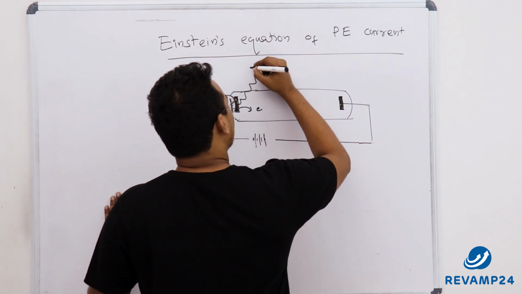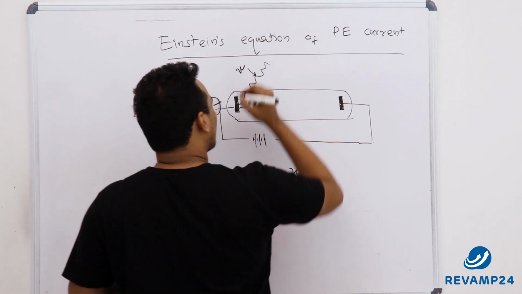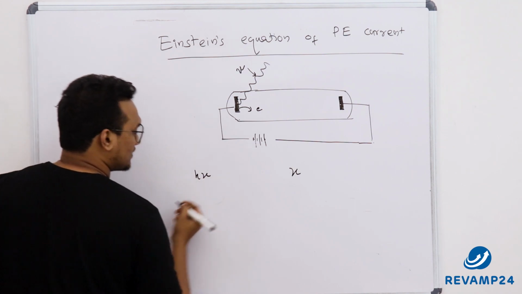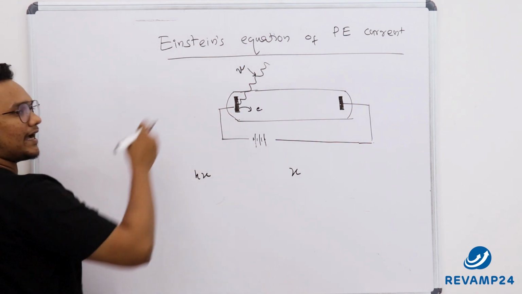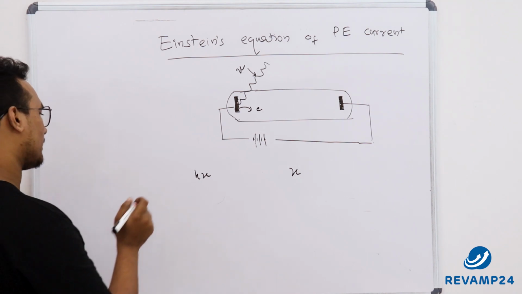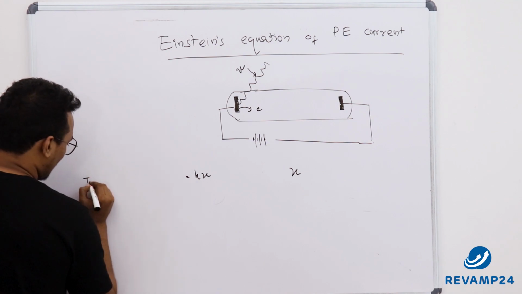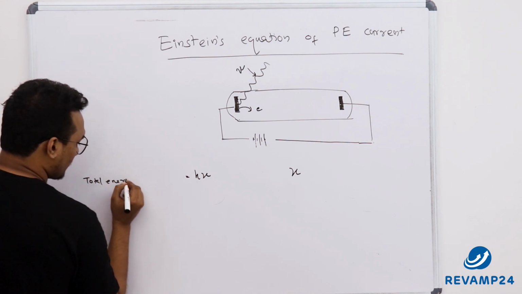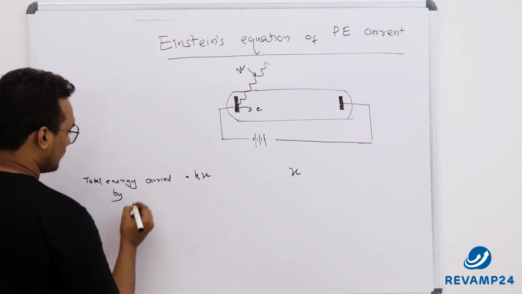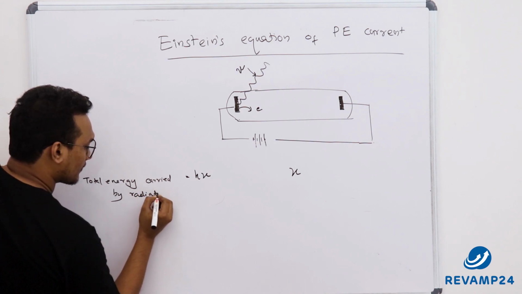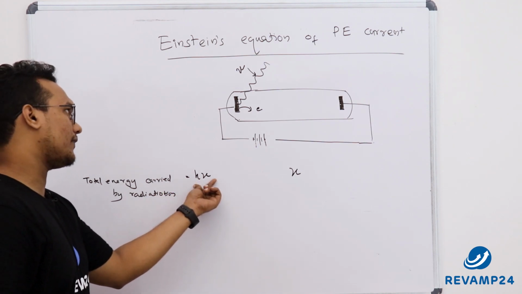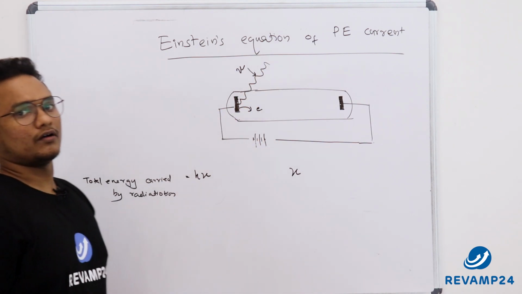Now, we know that radiation having a frequency of nu will be associated with an energy of h nu. So what is the total energy that the radiation carries? That is h into nu, which is the frequency of that incoming radiation. So the total energy carried by radiation is this value, h nu, and this much energy is now given to the electron, right?